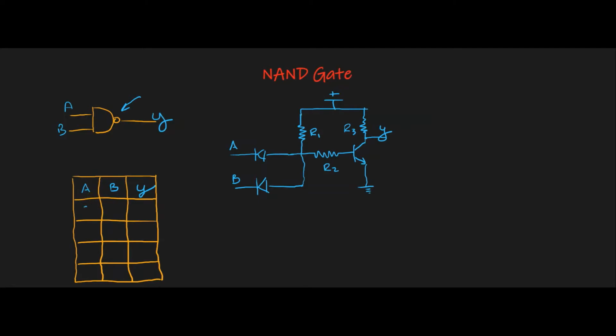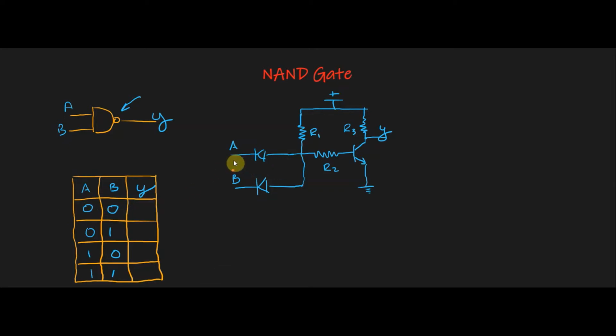Now if we look at the truth table, it has four different configurations, of course all being 0 or 1 binary: 0, 0; 0, 1; 1, 0; and 1, 1. Now let's look at the circuit and verify or come up with our outputs on our truth table.